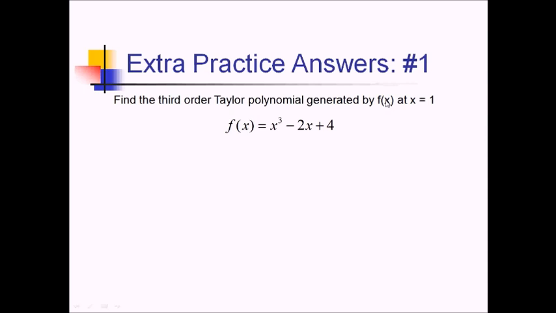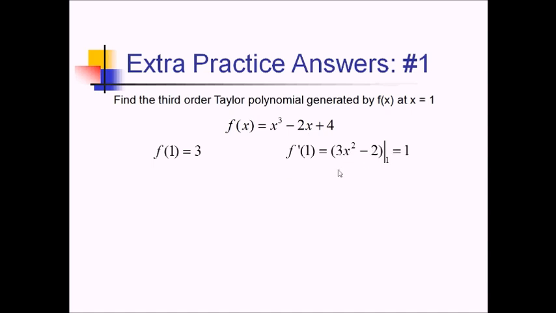For this problem, we want the third order Taylor polynomial about x equals 1 for this function. So let me get f of 1 to start with, because I'm going to need that and 3 derivatives of this thing. So f of 1 is just 1 minus 2 plus 4, so that's going to be 3. Now we need f prime evaluated at x equals 1. Well, f prime is going to be 3x squared minus 2, and then we're evaluating that at 1. That's really just plugging in 1. We have 3 minus 2, which is 1.